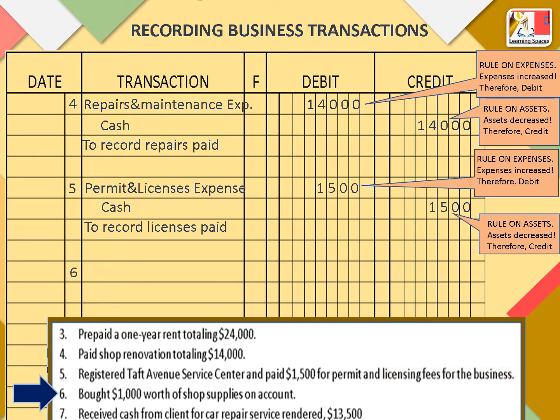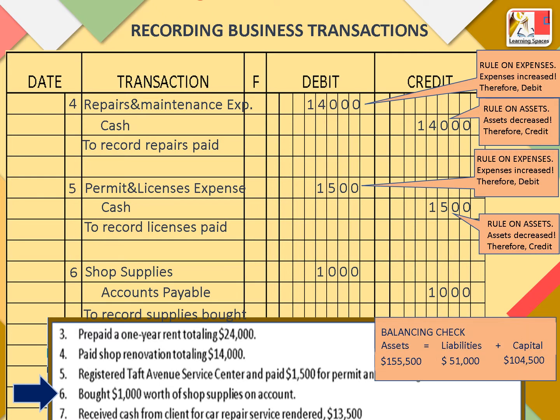Moving farther down to March 6, the purchase of shop supplies will increase the asset account shop supplies by $1,000. Again, whenever an asset is increasing, plot it on the debit or left side. On the credit side, we plot $1,000, that is, to increase the accounts payable, because the statement says on account, which means not yet paid or to be paid in the future.